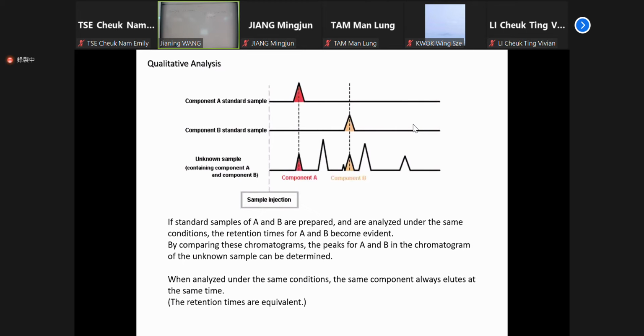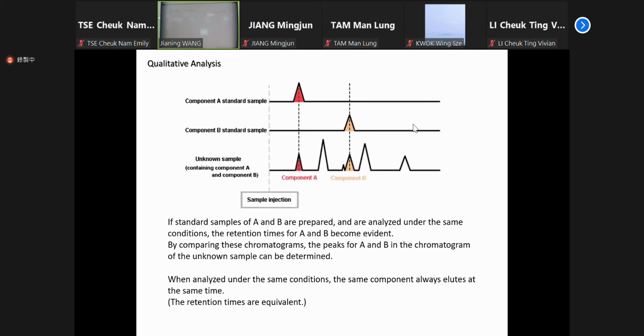So if we only consider a quite simple case, when you measure the compound B as the standard, and if you can find the same retention time peak in your sample spectrum, you can say you find the compound B, because the standard one also has the same retention time in your sample.